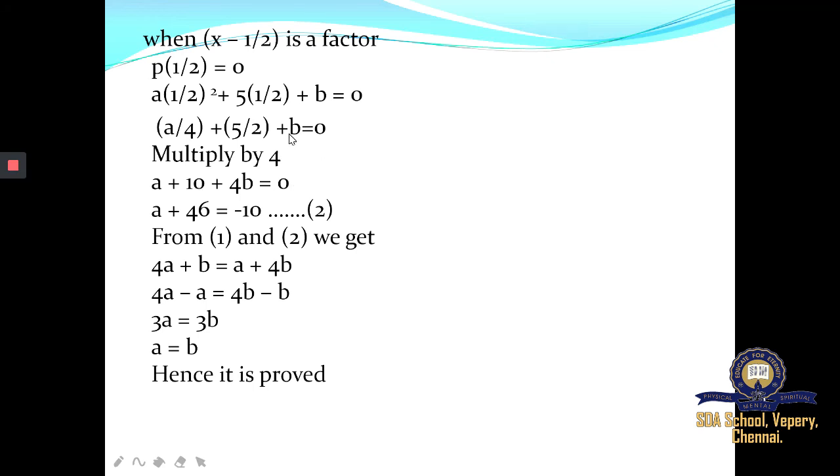Then, as I told in the previous step, we are supposed to bring the variables on one side and constant on the other side. I get this as equation 2. Then what do I do? I simply equate both the equations. Why? Because eventually I have minus 10 over here as well as minus 10 over here. I can equate the left hand side, right? So after equating, 4a plus b equals to a plus 4b.